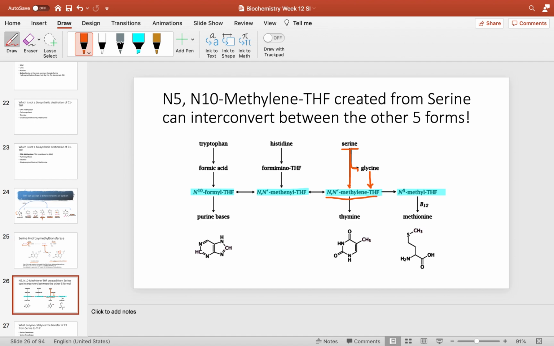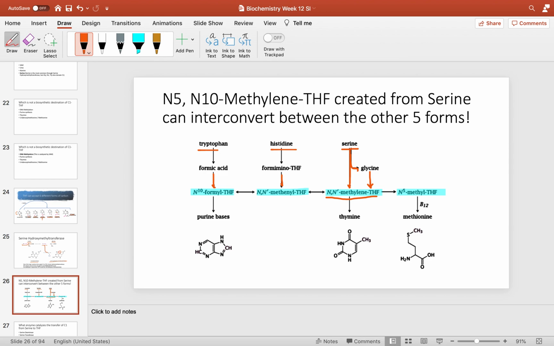But the interesting thing to note here is that when we form our N5N10 methylene, it's not going to have to stay that way. It can also interconvert between all these other forms via oxidoreduction reactions. So it can turn into N5-methyl, methanol, formyl. It just has to undergo an interconversion reaction. And we see that these other amino acids, tryptophan, histidine, they also form other forms of THF over here.